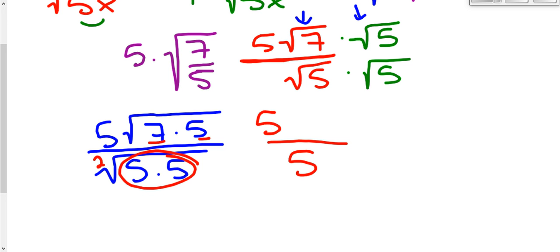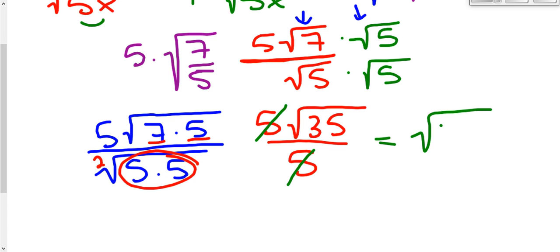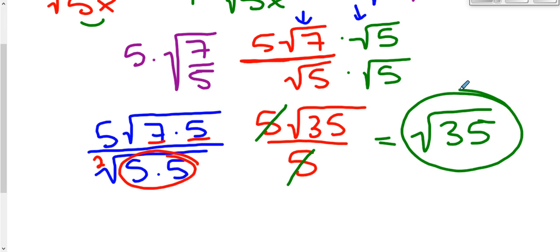Both of these are prime numbers. I can't make them any smaller, and they don't match, which means I'm not going to be able to remove those from the radical, so I can go ahead and just rewrite those as 7 times 5, which is 35. Now the last thing I'll be able to do with this problem to simplify it is cancel out the 5's that I have in front, which means my final answer is the square root of 35, and I have no radicals in the denominator, which is awesome.